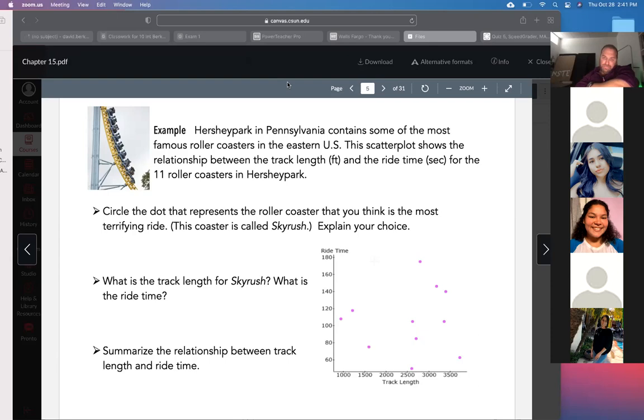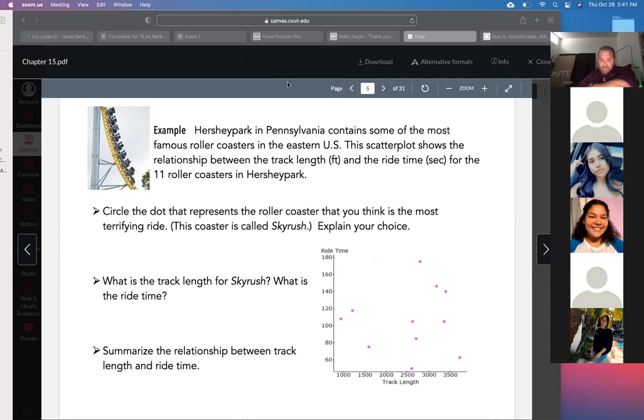Speed? Well, when you say relationship, we mean, is it linear? Is it nonlinear? If it is, is it strong? Is it moderate? Is it weak? Is it positive? Is it negative? Are there any outliers? It's really weak. It's all over the place, right? Yeah, it's really weak.